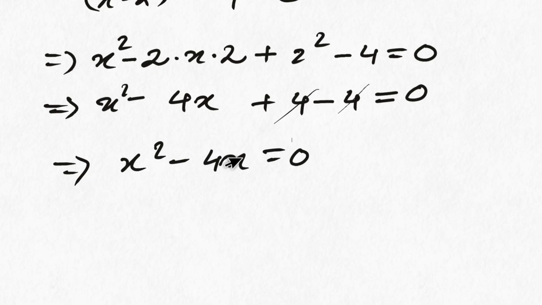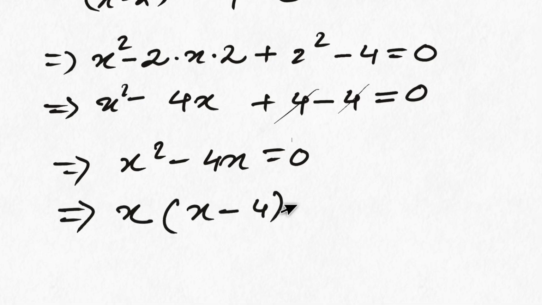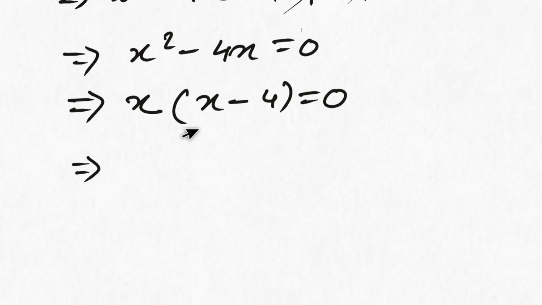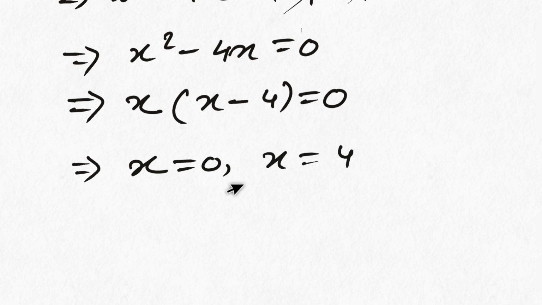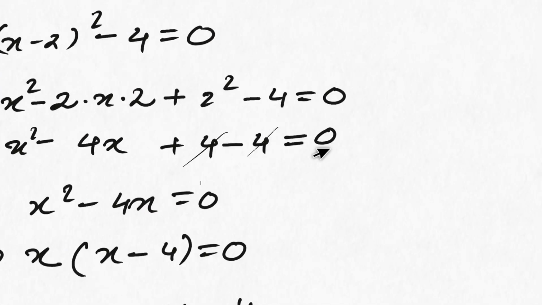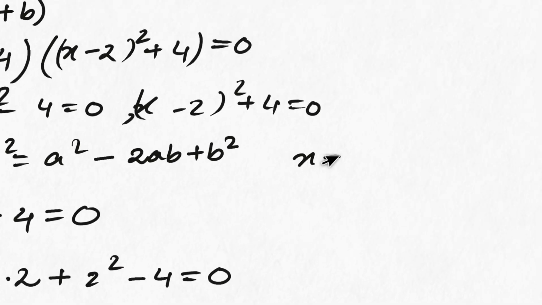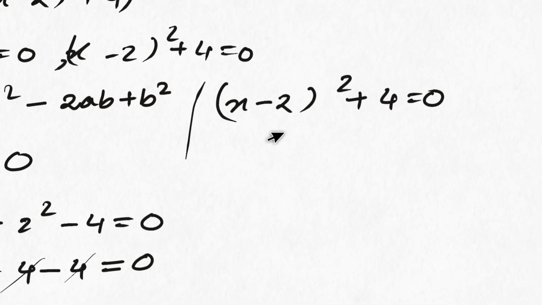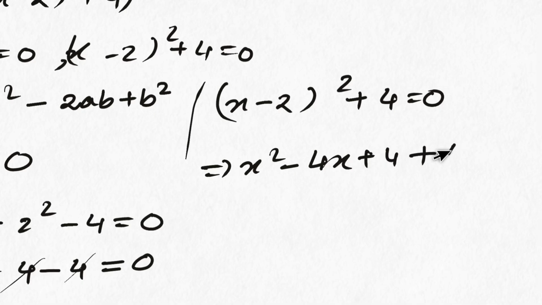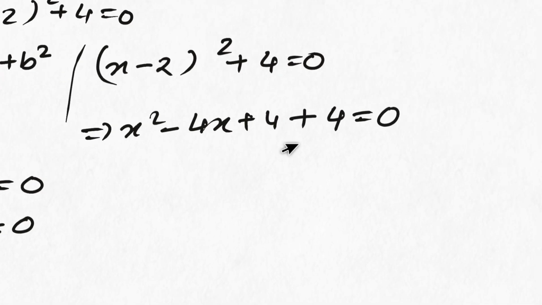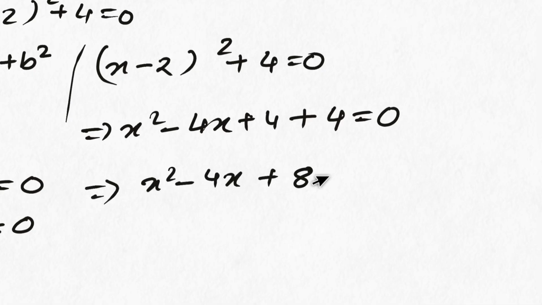We can factor an x out of both terms, giving us x times the quantity x minus 4 equals 0. Setting each of these factors to 0 gives us our first two answers, x equals 0 and x equals 4. These are our real solutions. Now let's tackle case 2. We have the quantity x minus 2 squared plus 4 equals 0. We will expand that binomial the exact same way, giving us x squared minus 4x plus 4, and then we add the other plus 4, setting it all equal to 0. Combining the two 4's, we get the quadratic equation x squared minus 4x plus 8 equals 0.